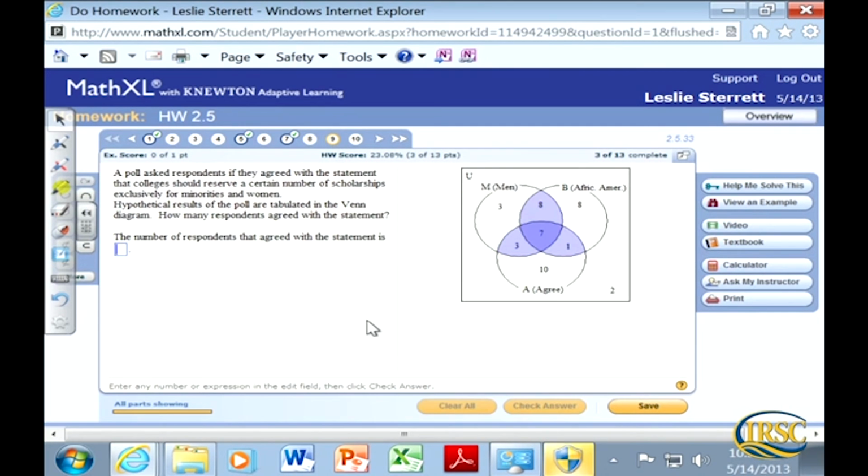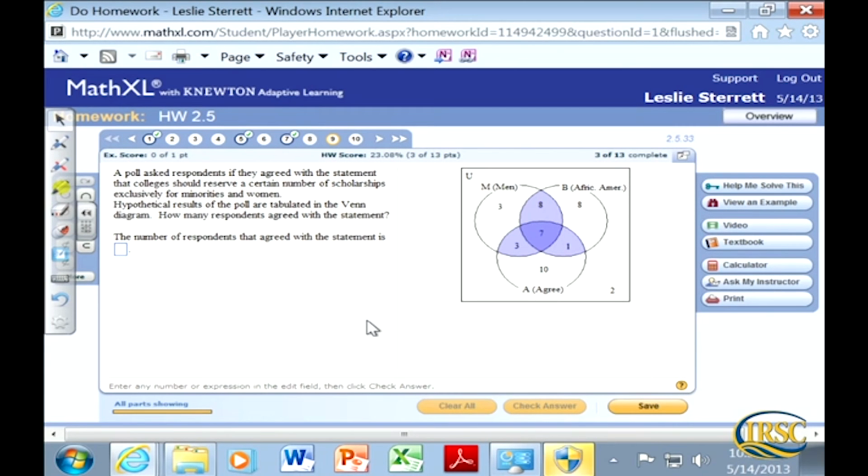Okay, so here's a similar question, but now it's actually applying real-world information to it. A poll asked respondents if they agreed with the statement that colleges should reserve a certain number of scholarships exclusively for minorities and women. Hypothetical results of a poll are tabulated in the Venn diagram. How many respondents agreed with the statement? Okay, so you have a circle for the men that were asked, a circle for those that were African American, and a circle for those that agreed. And they want to know how many respondents agreed with the statement.